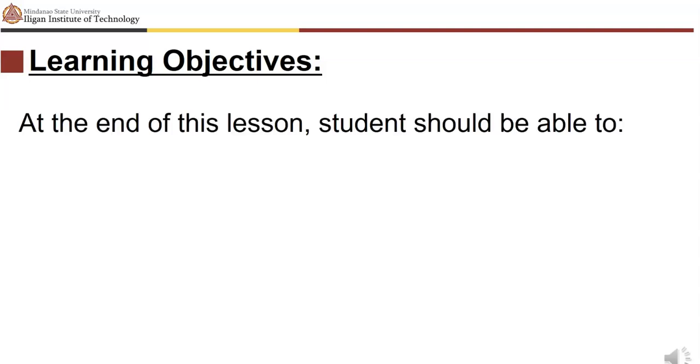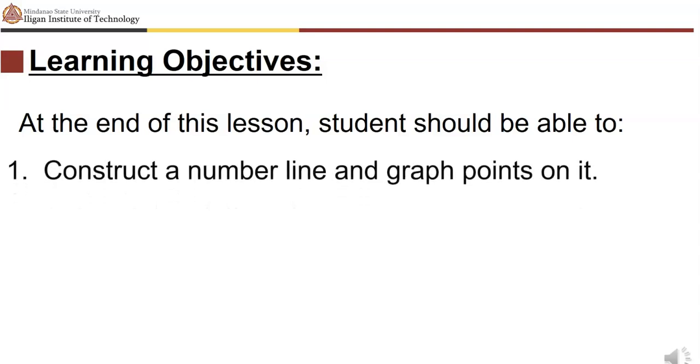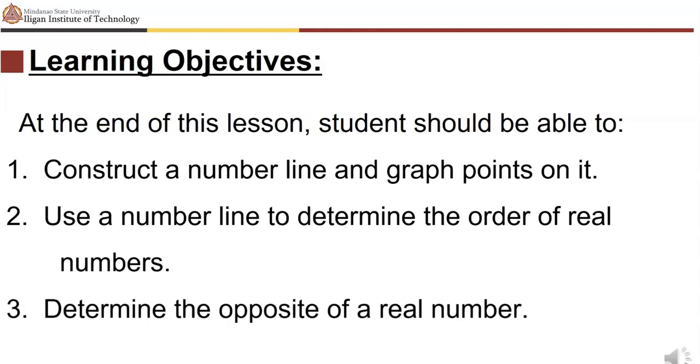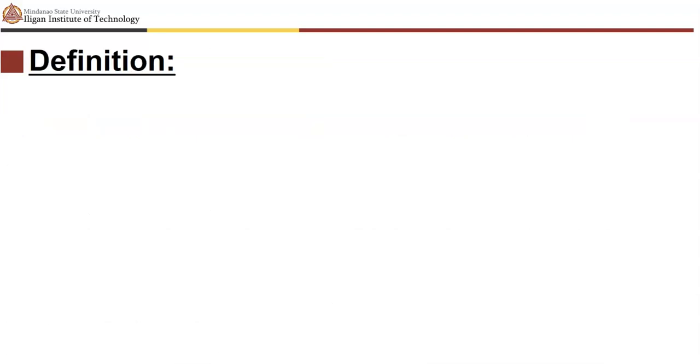For our learning objective, you should be able to learn at the end of this lesson how to construct a number line and graph its points, use a number line to determine the order of real numbers, and to determine the opposite of a real number.